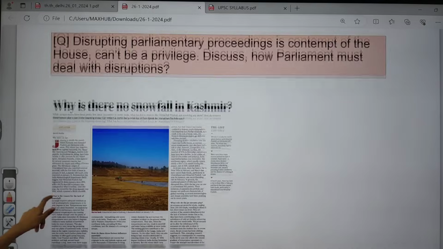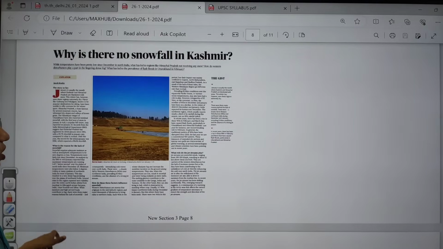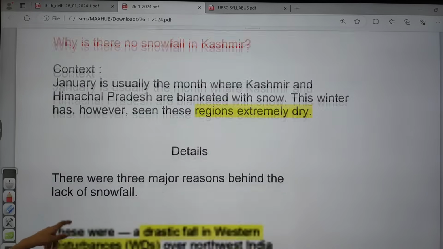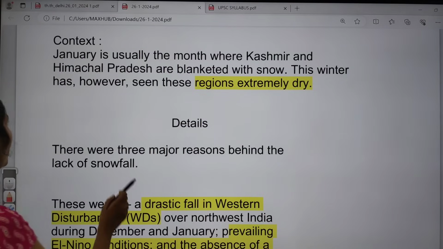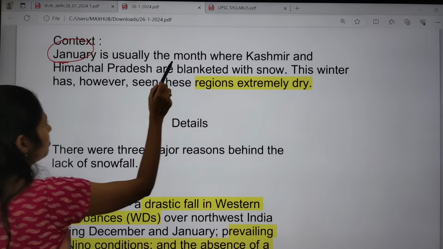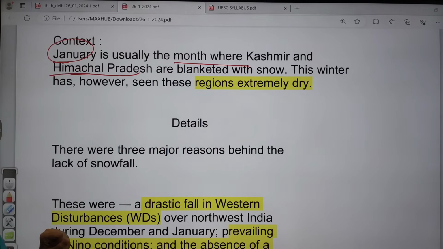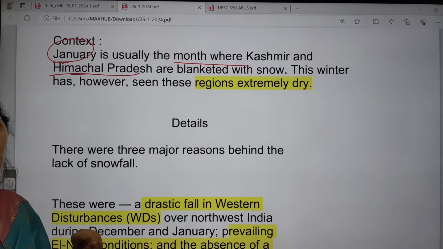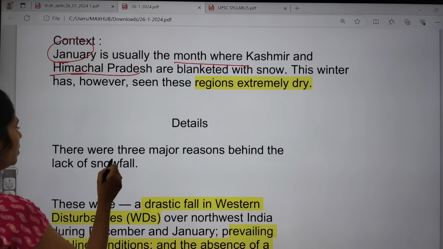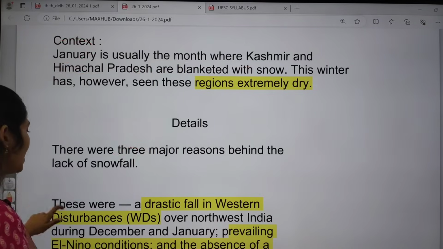Okay, and now the next topic is about less or no snowfall in Jammu and Kashmir. Why? Normally January is the month when Kashmir and Himachal Pradesh are blanketed with snow, so they get snowfall. This winter has seen the regions extremely dry. There is no snowfall. There were three major reasons behind this lack of snowfall.